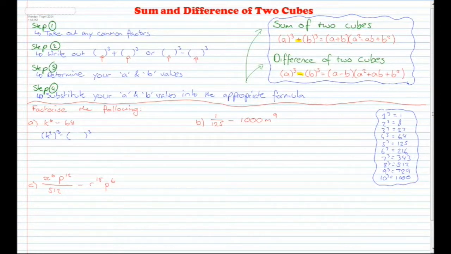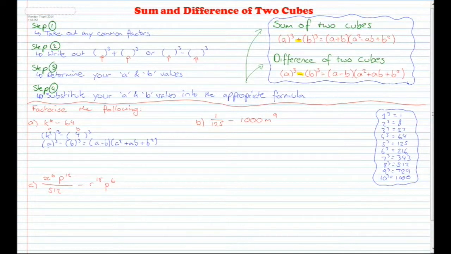Right, and what's going to go into the 64? Well, it's going to be 4, because 4 cubed is equal to 64. So here we have our a value, and here we have our b value. Go through and write out the formula now. So we've got a cubed minus b cubed is equal to a minus b, a squared plus ab plus b squared.